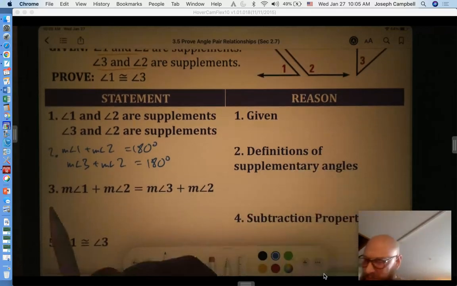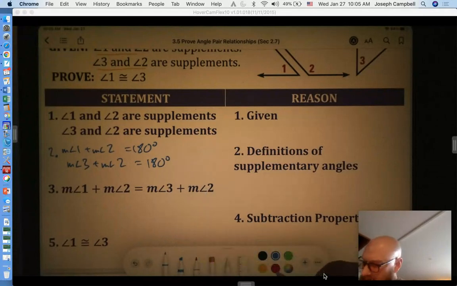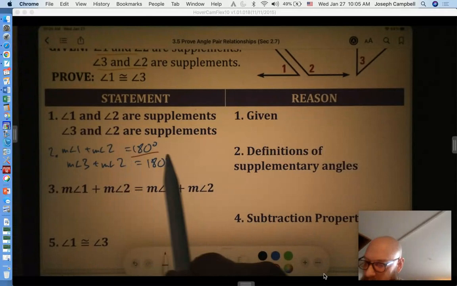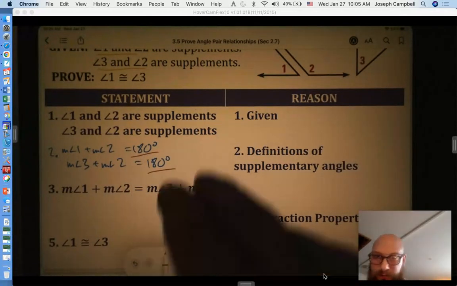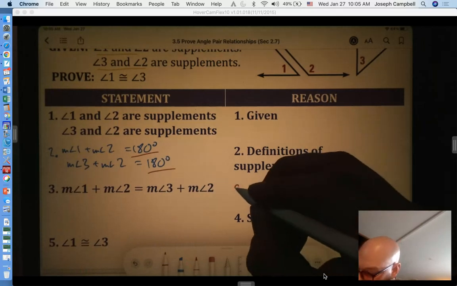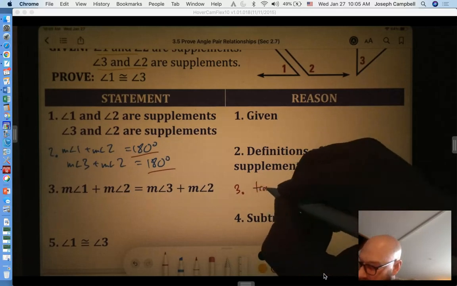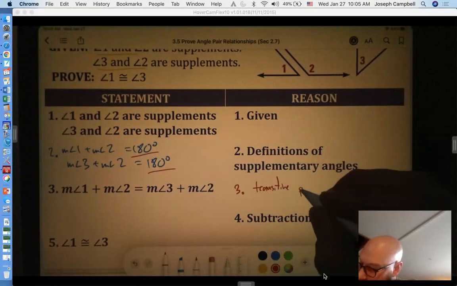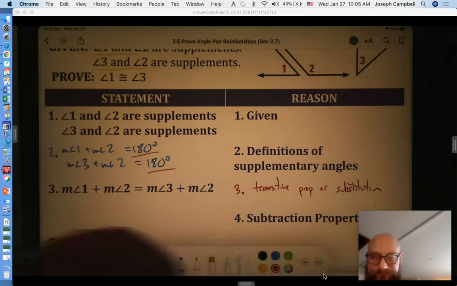Then all of a sudden they set 1 plus 2 equal to 3 plus 2. How could they have done that? Let's look. They both equal the same thing. So we've seen the situation just a little bit above here, right? Two things are equal to the same thing. What are they? They're equal to each other. What could you cite for a reason? You could cite the transitive property, or you could also make an argument for substitution. Okay?